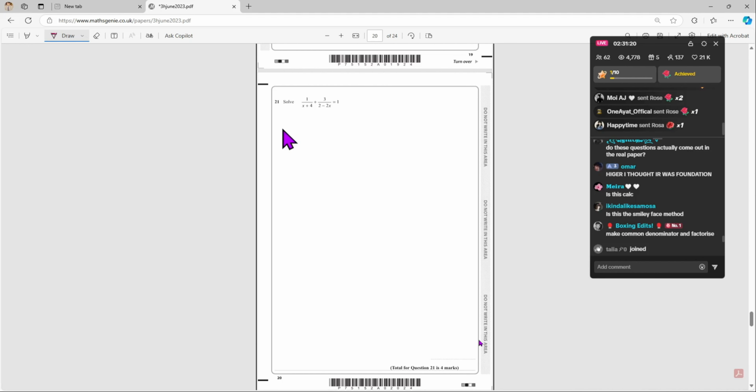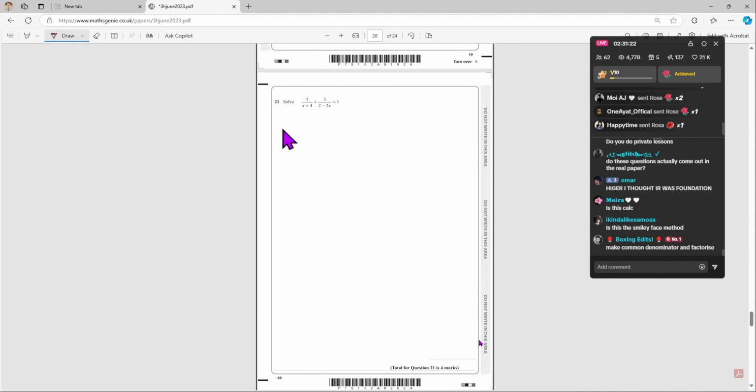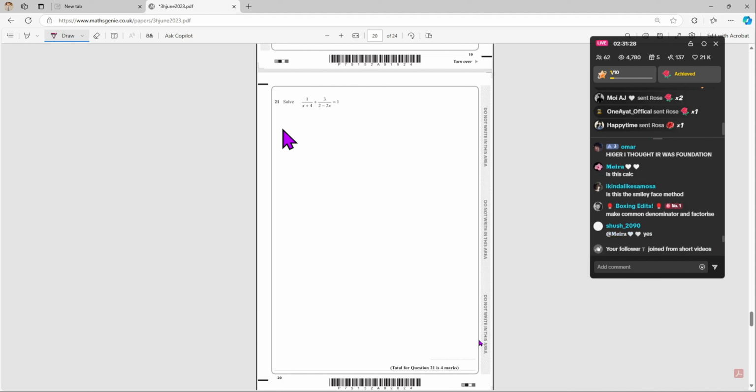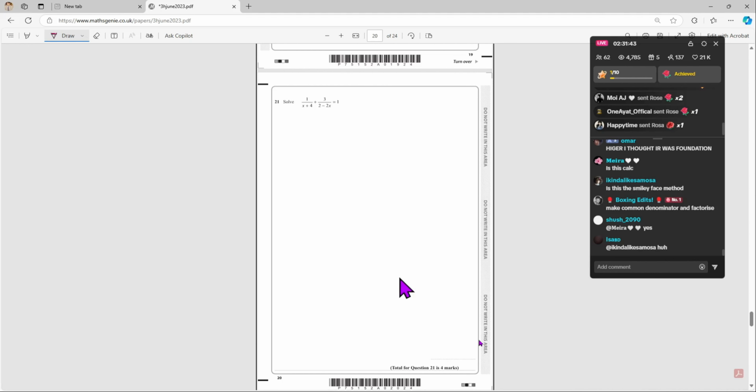We have to use the butterfly method, or someone in the chat says the smiley face method. That's the first time I ever heard the term smiley face method. I always call it the butterfly method, but it's the same process. So you basically cross multiply, and then you also multiply the denominators to get the common value. So it's going to be equal to 1, okay?